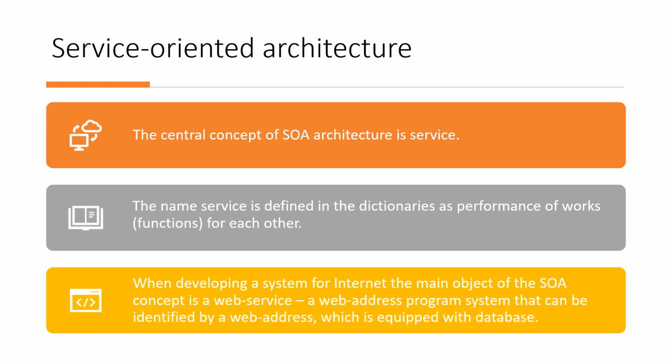The central concept of SOA architecture is service. The name service is defined in the dictionaries as a performance of functions for each other. When developing a system for Internet, the main object of the SOA concept is the web service, a software system that can be identified by a web address, which is equipped with database.